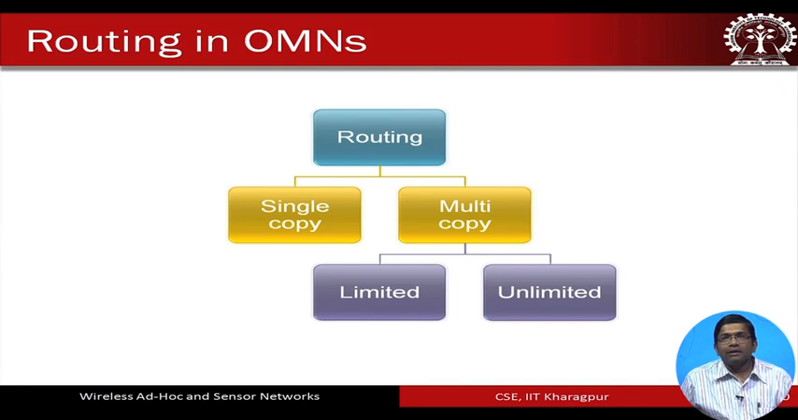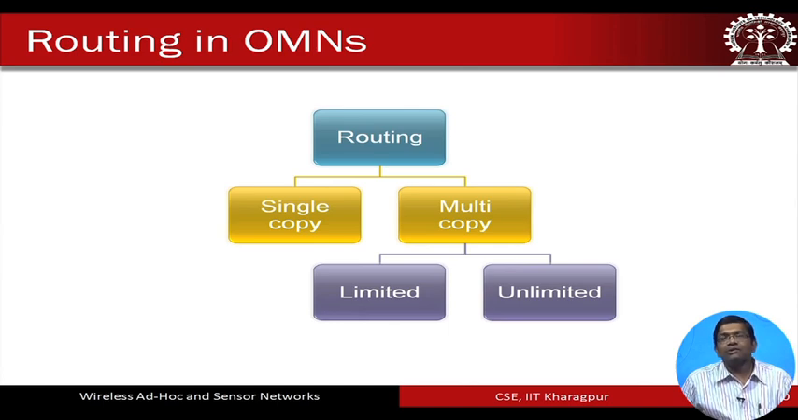I told you already that routing is one of the most important issues of concern in OMNs. Routing can broadly be classified as single copy routing and multi copy routing. Single copy is the traditional way: only a single copy of the message is sent. In multi copy routing, multiple replicas of the message are made, and these replicas are sent through different paths. That means the same copy of the message will be sent to one node, then to another node, and so on.